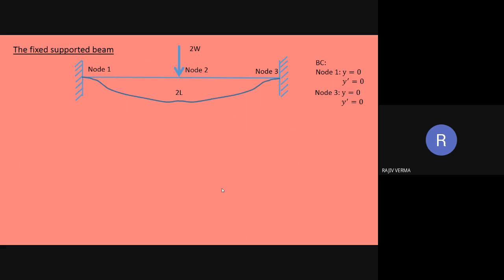Then to take advantage of symmetry, we divide the system into two parts, which means this is the resulting system. The length also reduces to half and the load also reduces to W from twice W. And what we now get is a system which is a cantilever, which is going to be solved for the slope and deflection to be 0 at node number 1, and this happens to be its deflection profile.